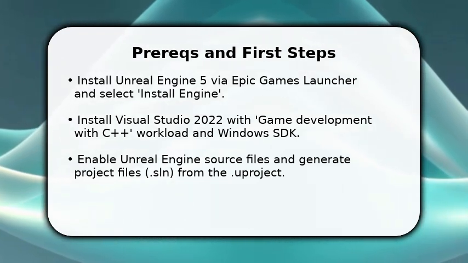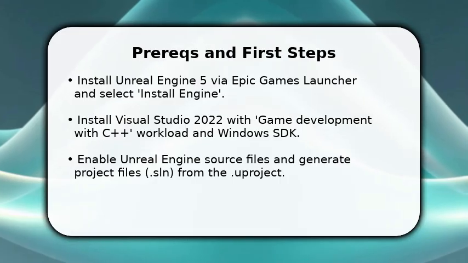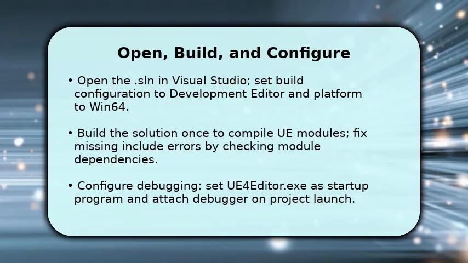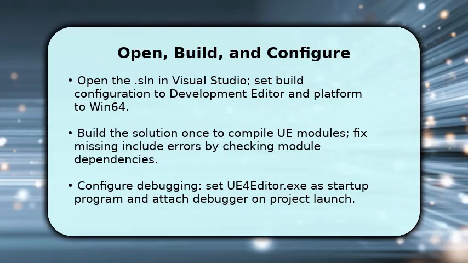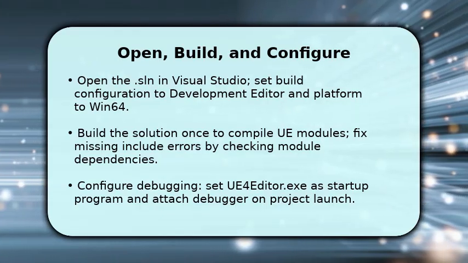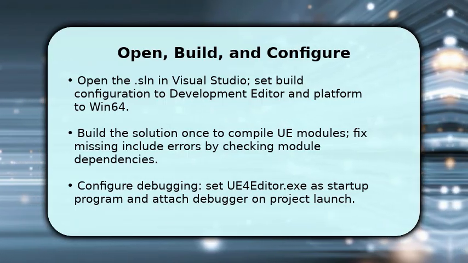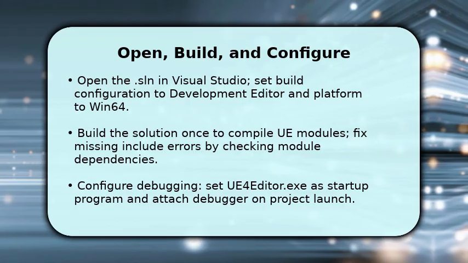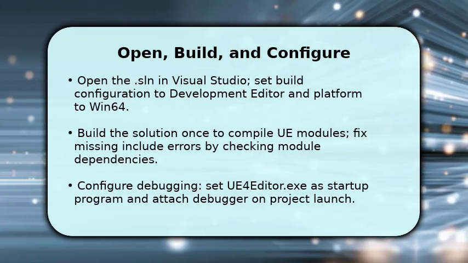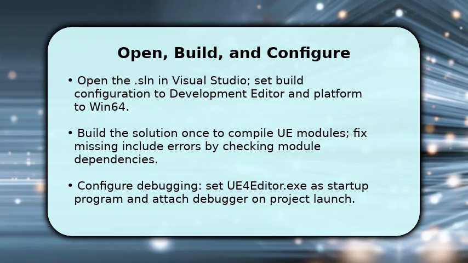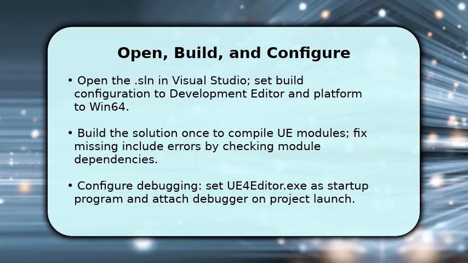Open the generated SLN in Visual Studio and set the configuration to Development Editor and Platform to Win64. This ensures the editor build with symbols. Next, perform a full build. This compiles engine modules and your game code. If you hit missing includes, add module dependencies in the build.cs file and regenerate project files.